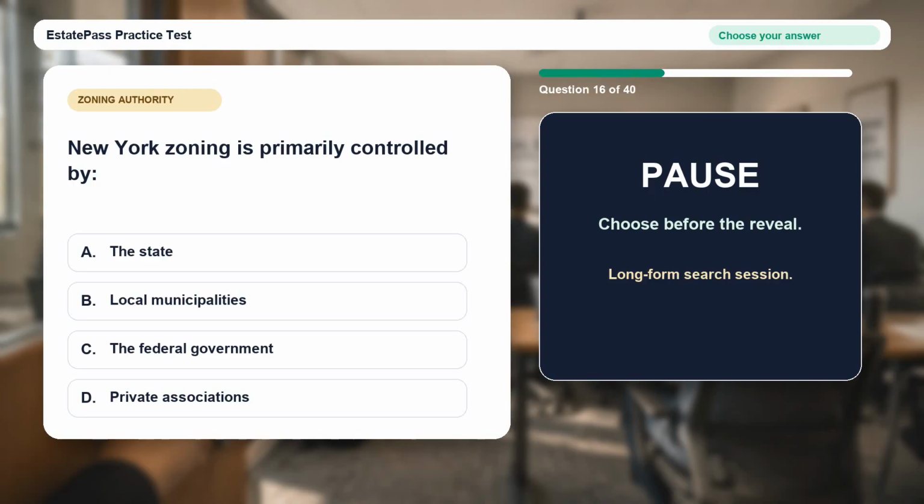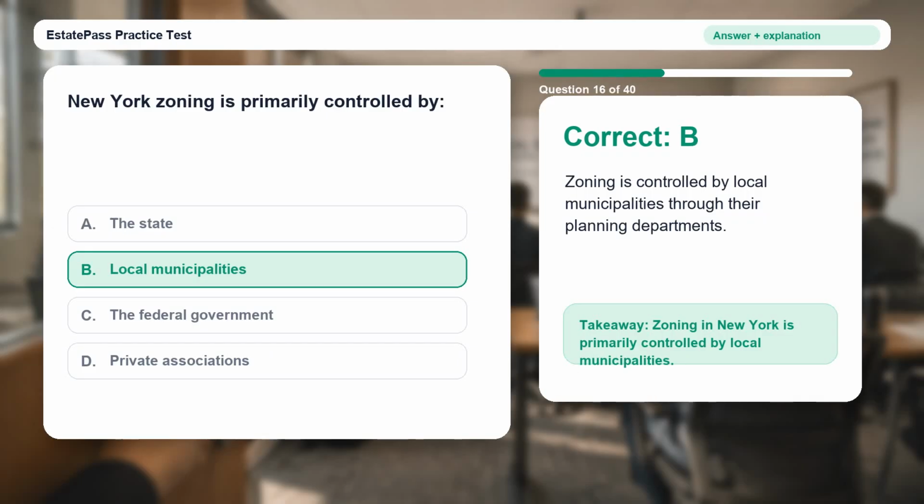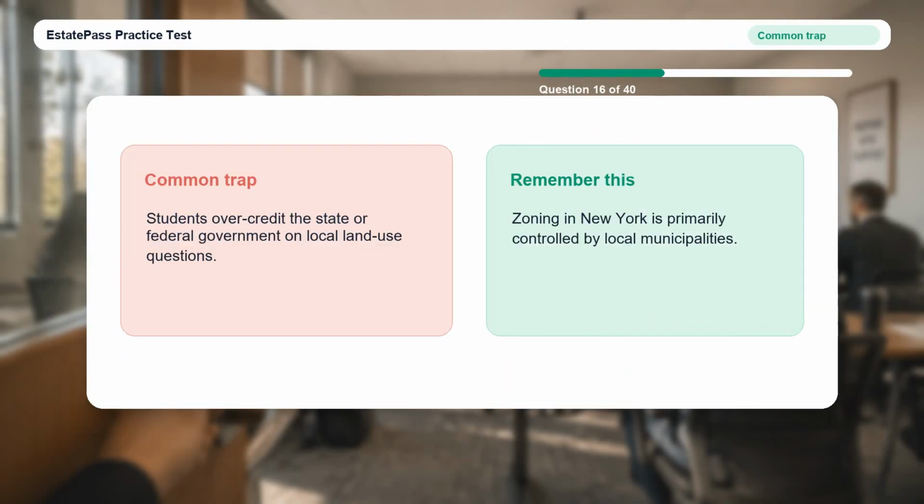Question 16. New York zoning is primarily controlled by. Your choices are A. The state, B. Local municipalities. The correct answer is B. Local municipalities. Explanation. Zoning is controlled by local municipalities through their planning departments. Common trap. Students over-credit the state or federal government on local land use.